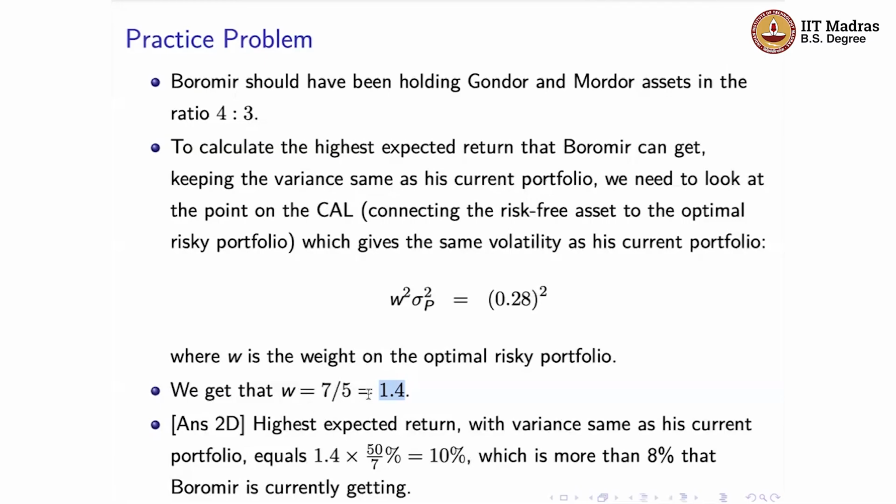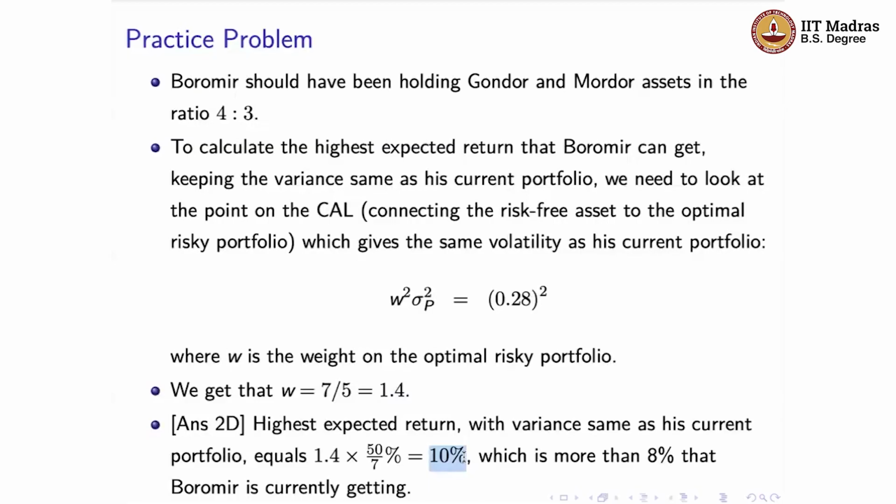Okay. So once we have this weight, we can figure out the highest expected return. You have a risk-free asset which has a weight of 1 minus this, but that is getting a return of 0%, so that doesn't matter. All the return is going to come from this optimal risky portfolio. So that's equal to the weight 1.4 times this 50 by 7%. And again, if you do the simplification, this turns out to be 10%.